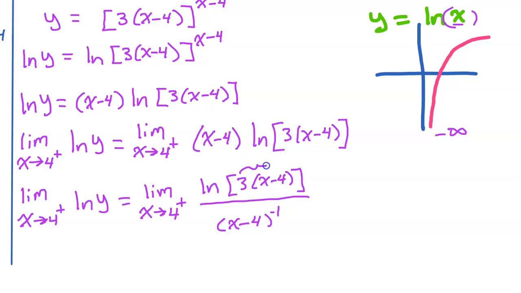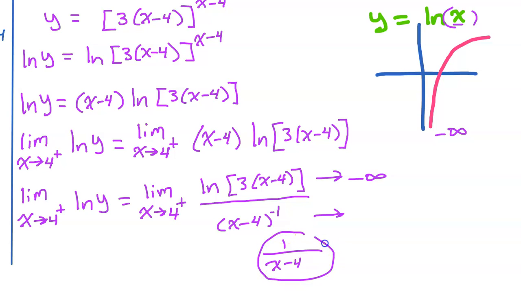Because all of this is approaching 0, the natural log expression will be approaching negative infinity, just like we show here. What about the denominator? (x − 4)^(−1) is the same as 1 over (x − 4). So think about what's happening to the value of this fraction as x approaches 4 from the right.